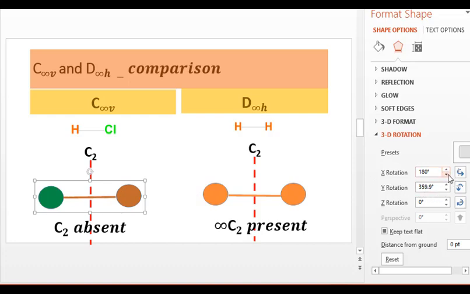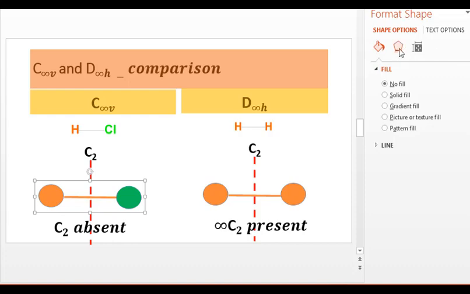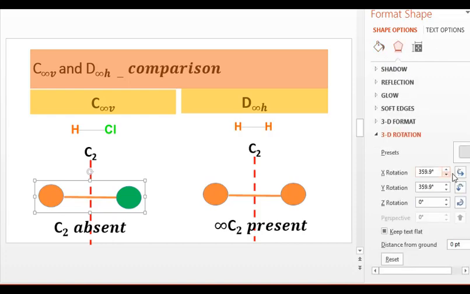This I will do it once again now for you. Here you find the brown atom as hydrogen and green atom as chlorine. When it is moved through 180 degrees, the chlorine atom is shifted to the left and hydrogen atom is shifted to the right, and so C2 is absent.